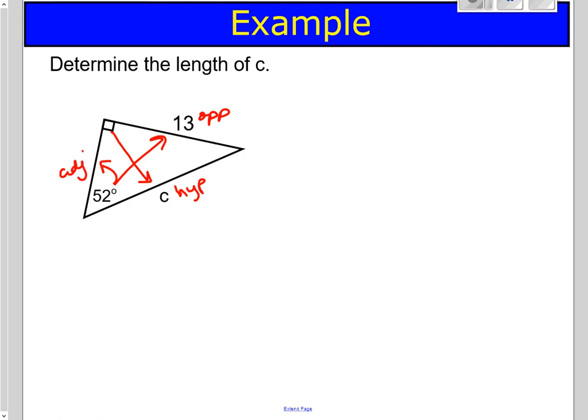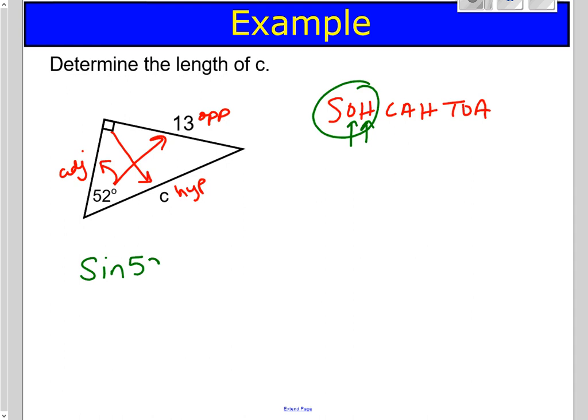So I know my opposite. I'm looking for my hypotenuse. Means once again, I am going with the sine trig ratio. So sine of 52 equals my opposite side over my hypotenuse.